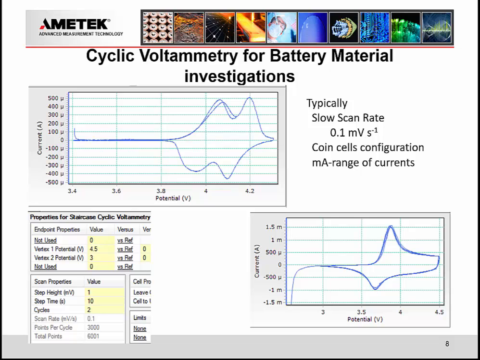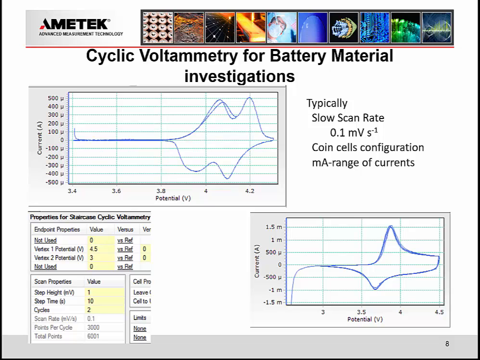First thing to highlight is the voltage window and the voltage scan rate. The voltage window is quite large, right? Up here in the top left, I show scanning from 3.4 volts to 4.3 volts. So that's about a 900 millivolt voltage window. I'm going to make the scan at a very slow rate, 0.1 millivolts per second.